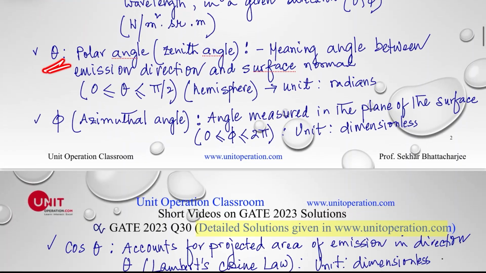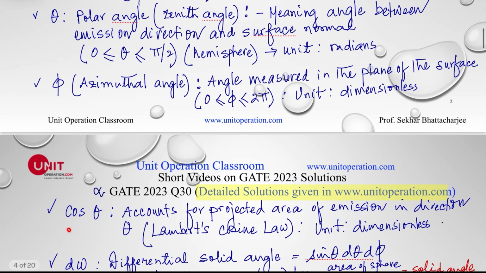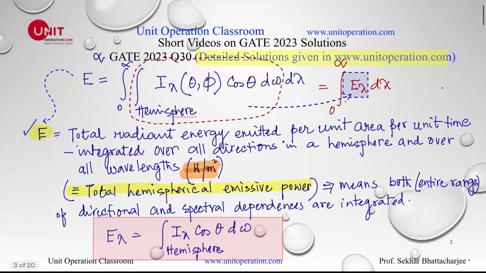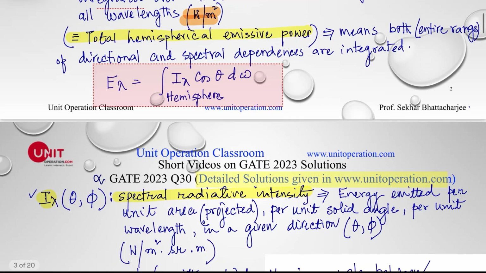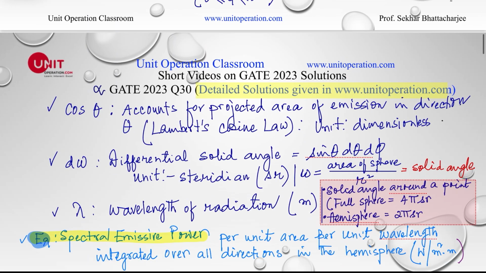So as we said, theta is the polar angle, phi is the azimuthal angle, and cosine theta comes in because there's a projection, so that's angle theta. That's why this cosine theta comes in. We all know that. And lambda, of course, is the wavelength of radiation.